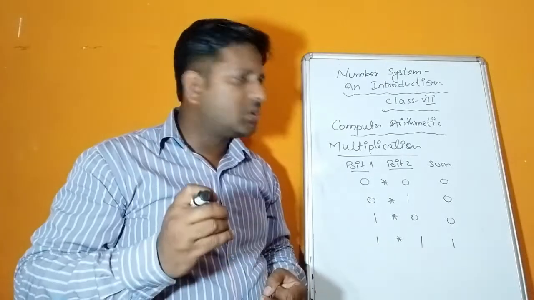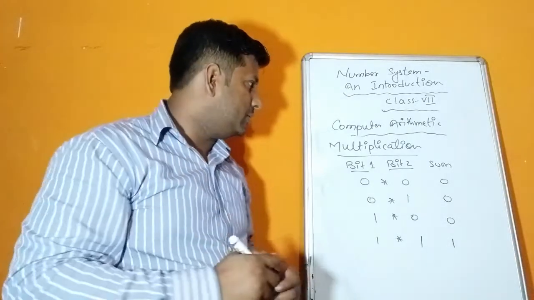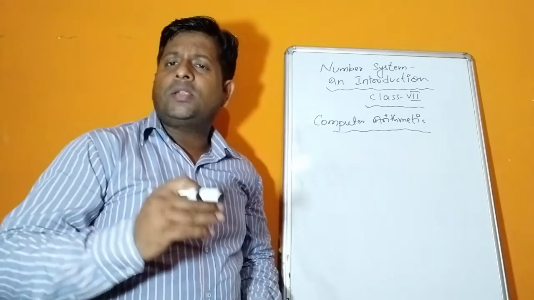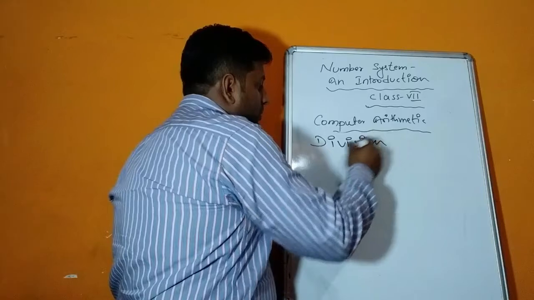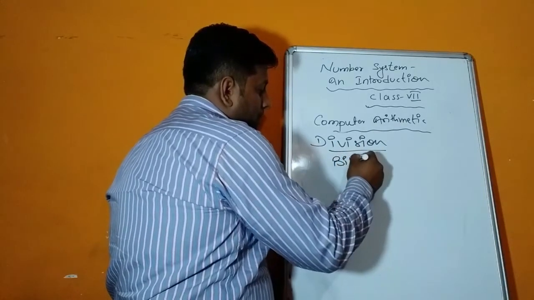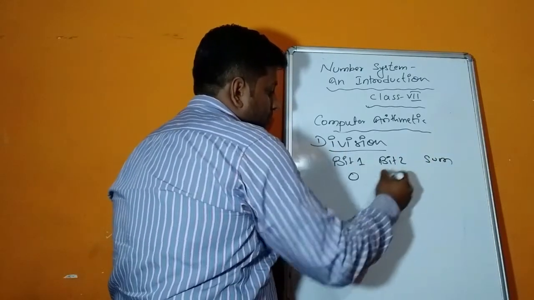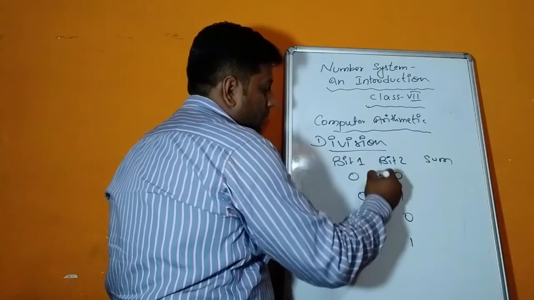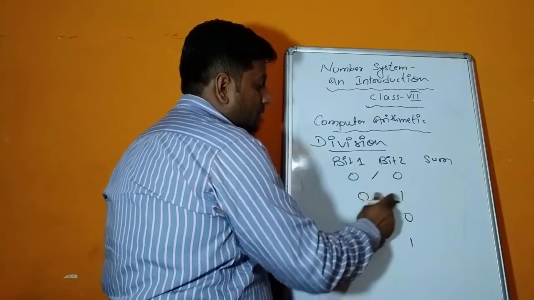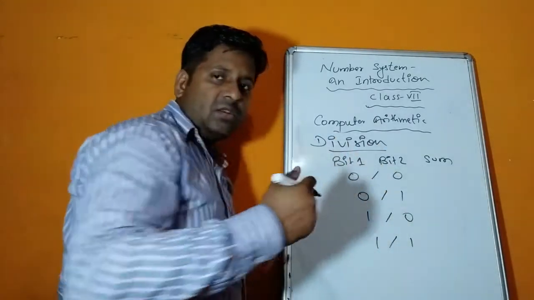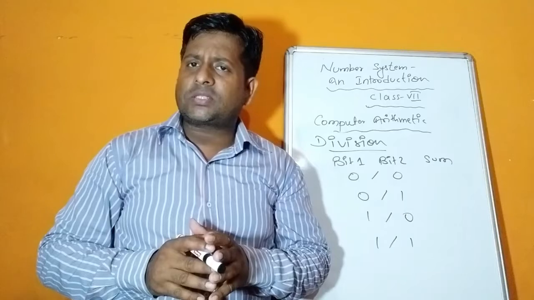So now let us move towards division. How to divide the binary bits among themselves. So see here. Bit 1, bit 2, sum. Or we can write in this way. This is the division operator in case of computer, slash. So the rule is same as what we do in mathematics.